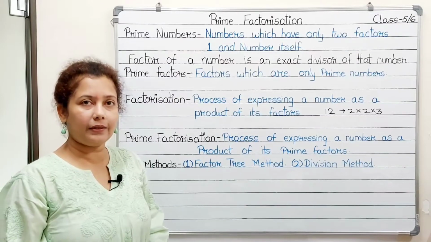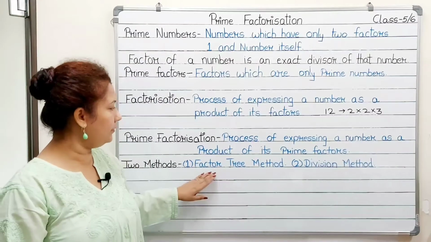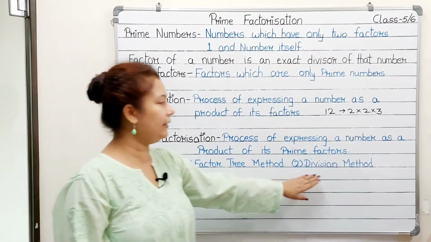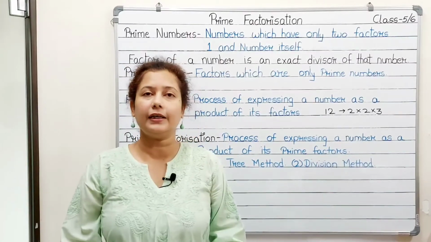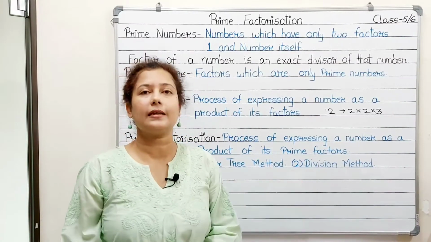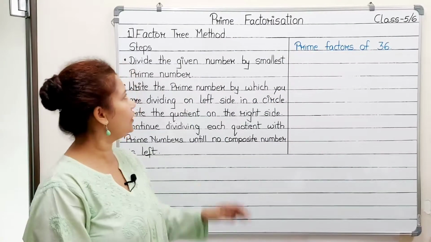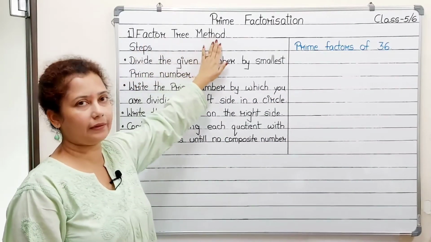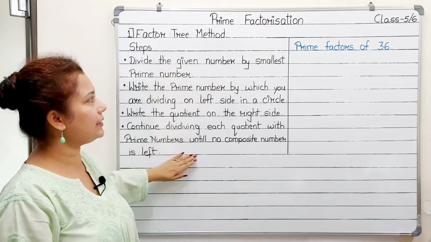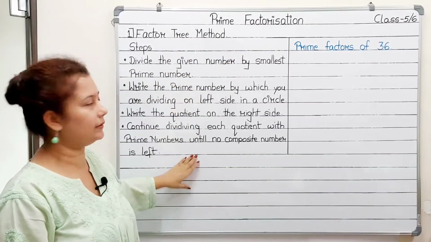There are two methods of prime factorization: factor tree method and division method. Now we will understand both the methods in detail. The first method of prime factorization is the factor tree method. We have to follow these steps for the factor tree method.